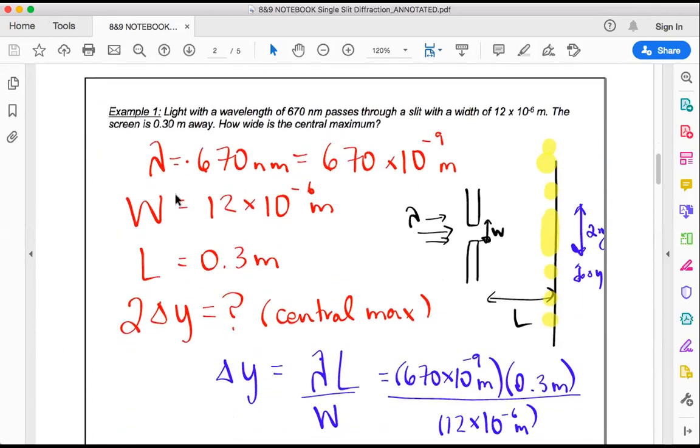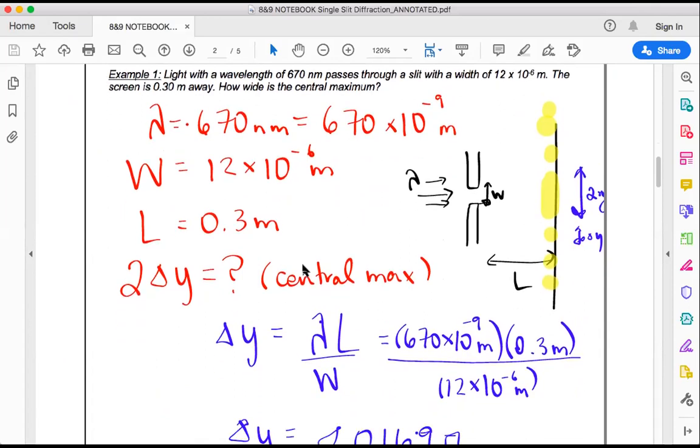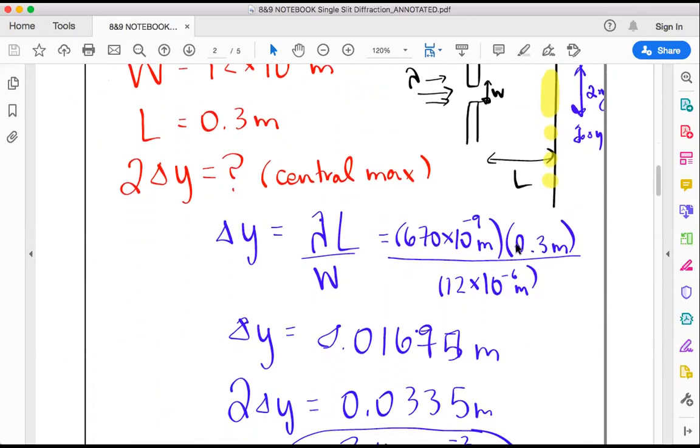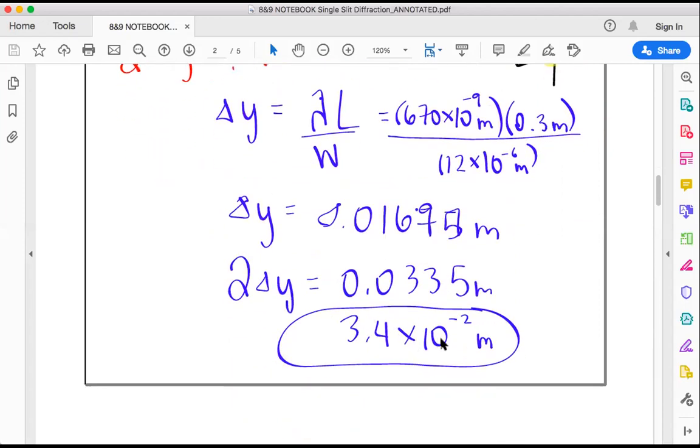So we have our wavelength, we have our slit width, and we have the distance to the screen. So we have everything we need to calculate delta Y. And then if we're talking about how wide is the central maximum, we've subbed in everything in SI units. We calculate that delta Y, and then we're going to multiply it by 2 to get the width of the central maximum.